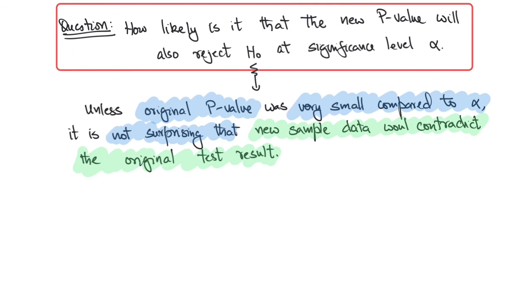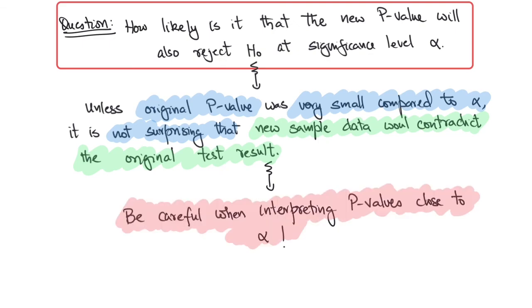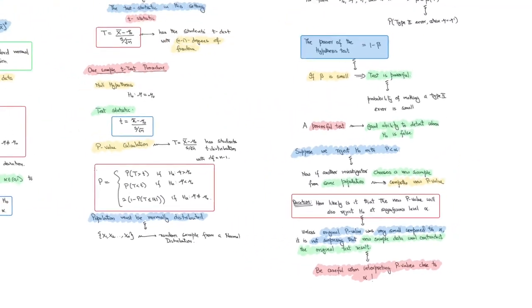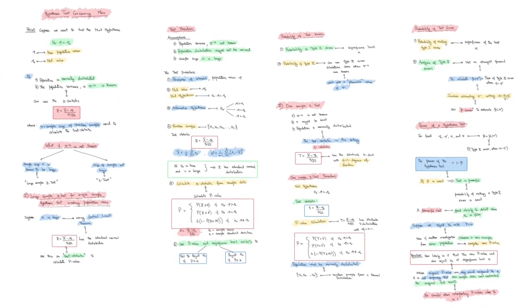In the former case, we would have to be very careful about how we interpret the result of the hypothesis test in rejecting the null hypothesis. All this is to say that we should be very careful when we interpret p-values that are close to the significance level. We will work with a lot of hypothesis tests in upcoming videos, but this is all I wanted to say for now.